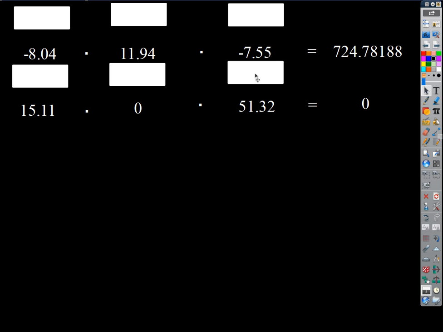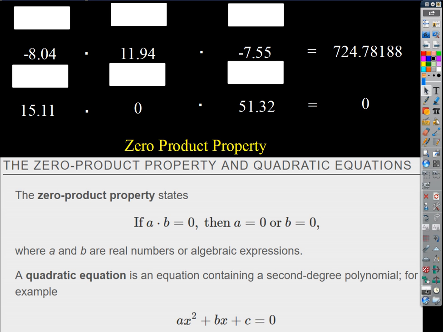So this just illustrates what we call the zero product property, right? Which just says that if the product of 2 factors or more is equal to 0, then the only way that can happen is if one of the individual factors is 0.